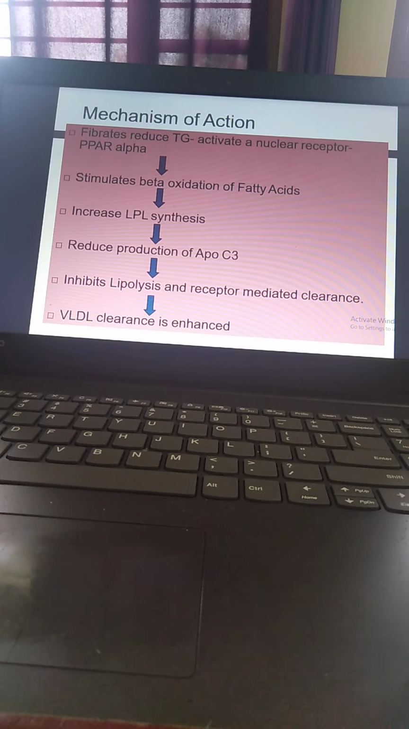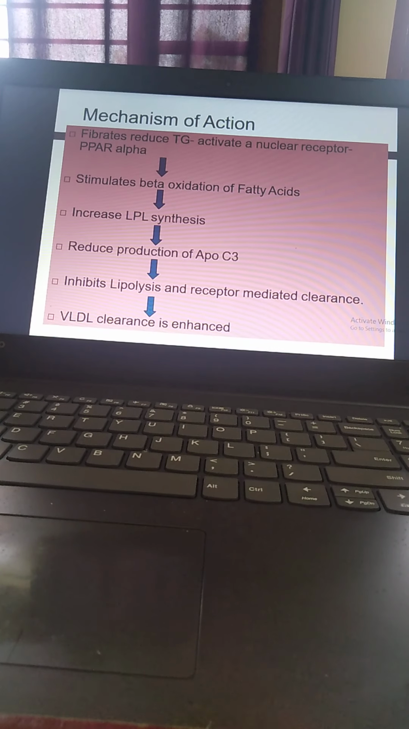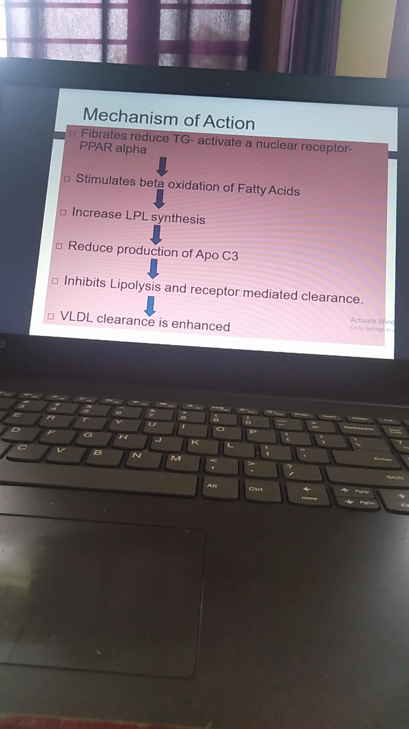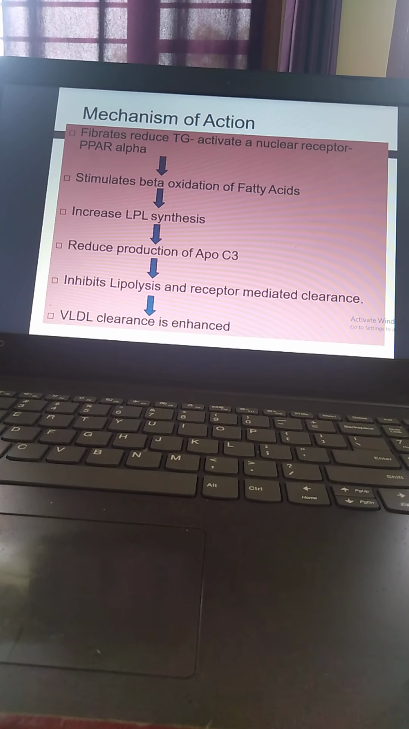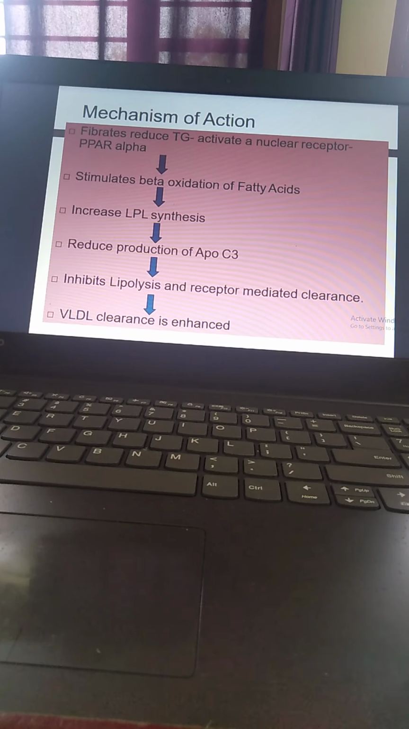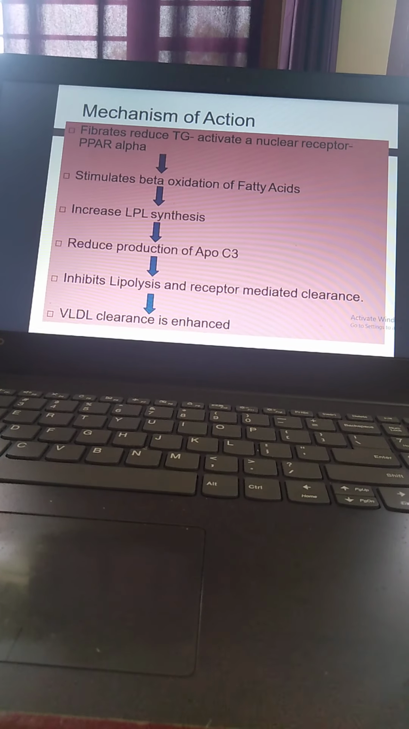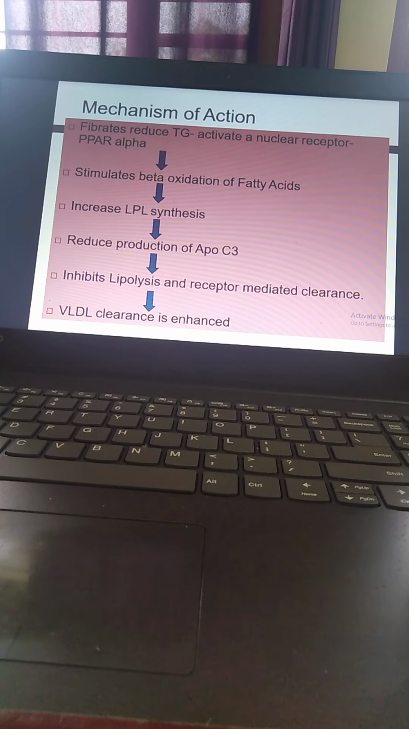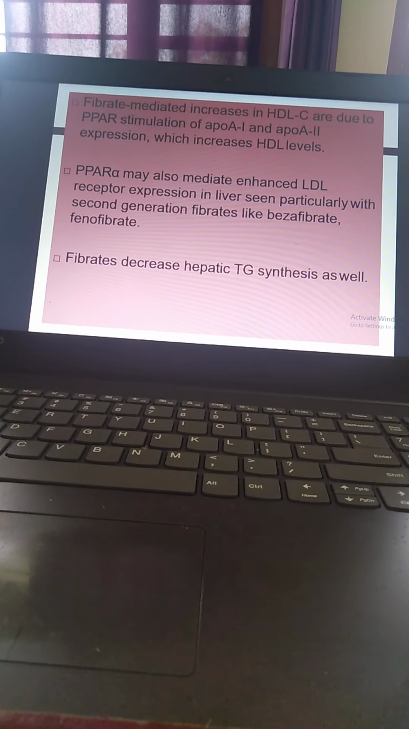Now the mechanism of action: fibrates reduce TG and activate the nuclear receptor PPAR alpha, at the nuclear level. It stimulates the beta oxidation of fatty acids and increases LPL synthesis. It reduces the production of ApoC3 and inhibits lipolysis receptor-mediated clearance, so VLDL clearance is enhanced. Fibrates also mediate an increase in HDL.